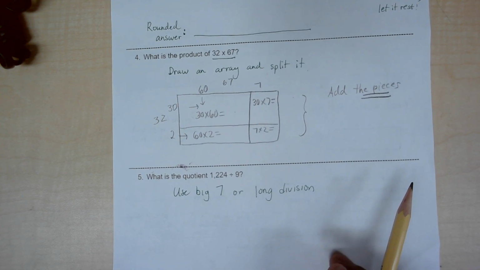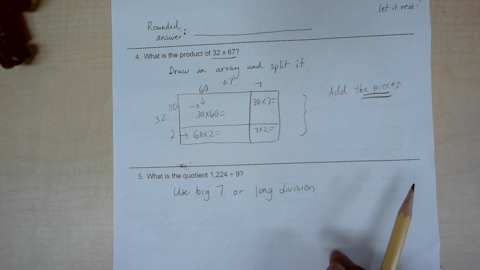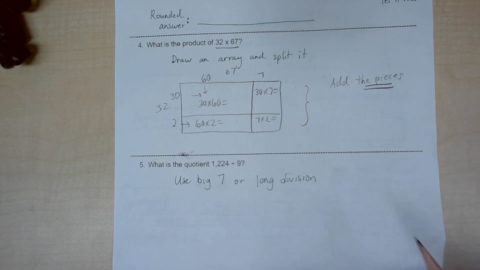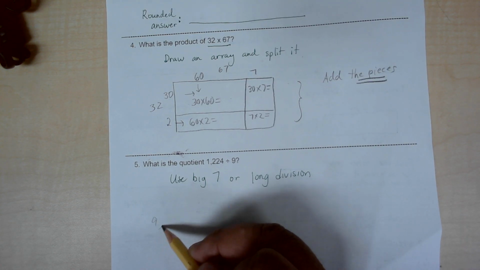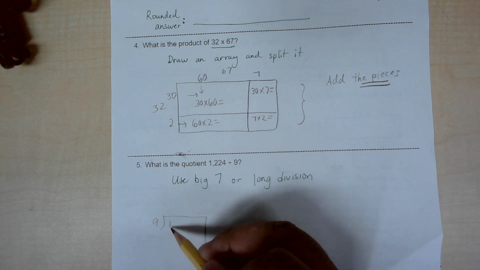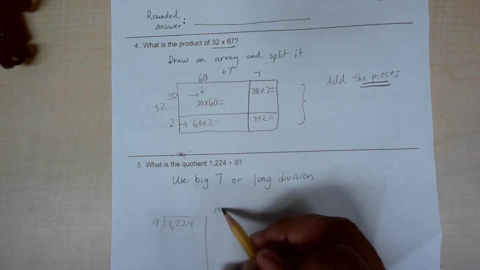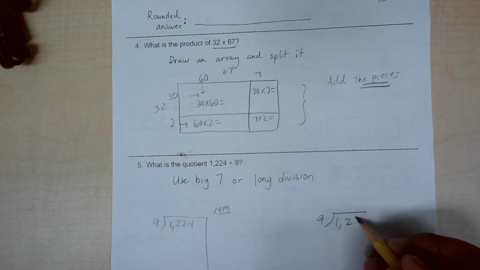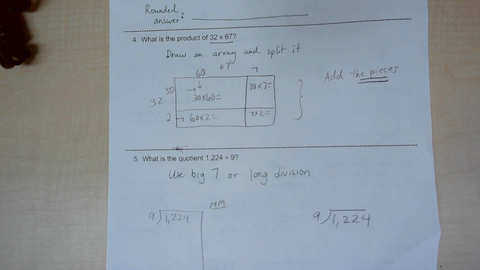And then the last one, what is the quotient of 1,224 divided by 9? Use big 7, or long division. Just choose one. And you're good to go.